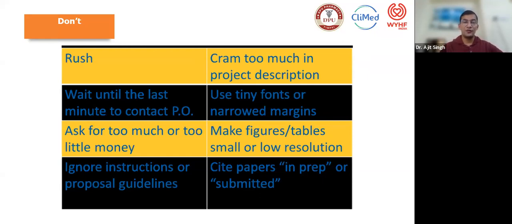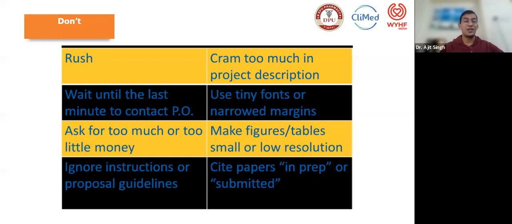Use good fonts and proper margins. Asking for too much or too little money is also a problem. Don't do this. Don't make the figures and tables small or low resolution, not at all. Keep them in good resolution. Don't do these things. Don't ignore the instructions or proposal guidelines.